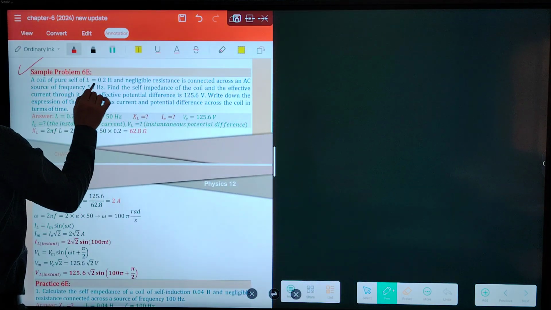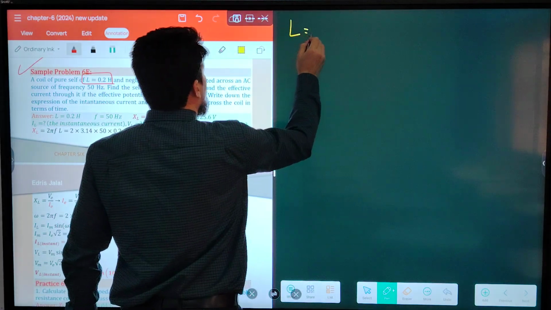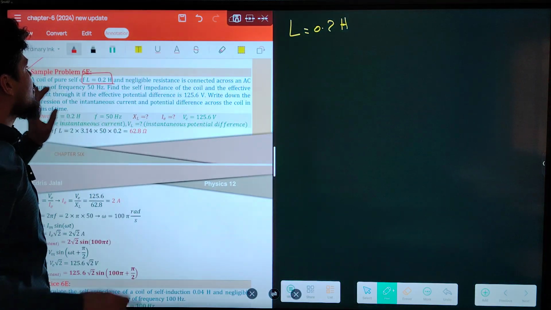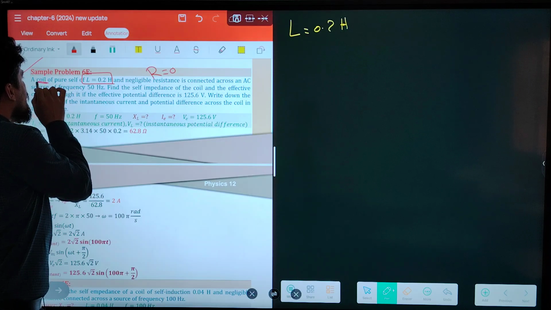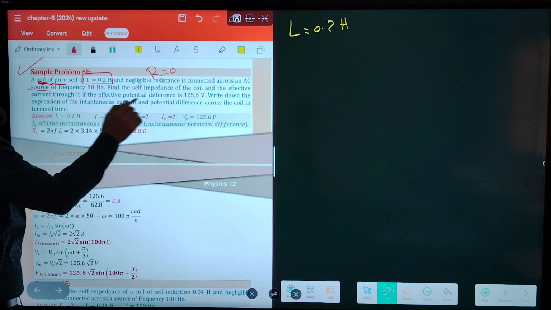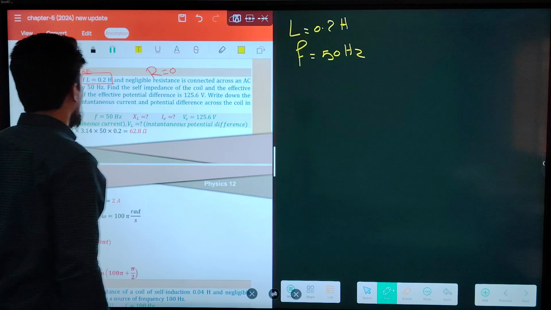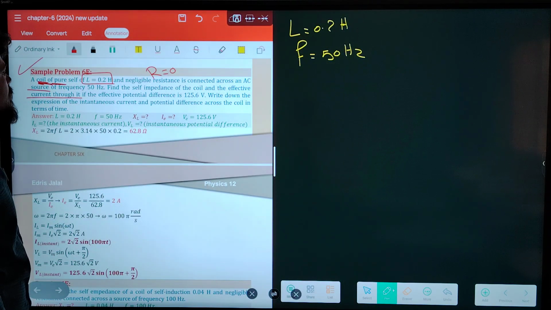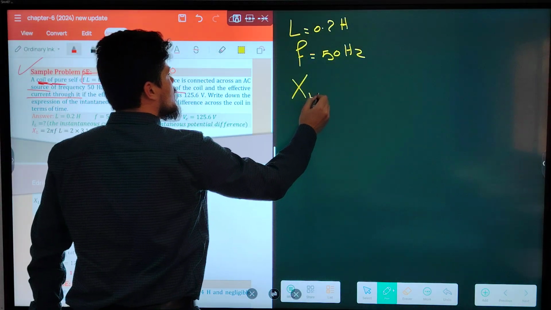Look at sample problem 6e. A coil of pure self-inductance L, coefficient of self-induction. L is given as what? L is 0.2 Henry. Negligible resistance. What do you mean by negligible resistance? R is equal to 0. It means that this pure coil has no resistance. Connected across an AC source, frequency is 50 hertz. Find the self-impedance of the coil and the effective current through it. What is unknown? Self-impedance of the coil, XL.